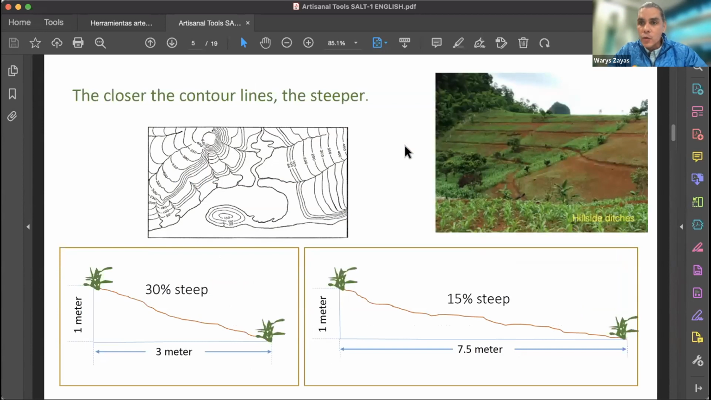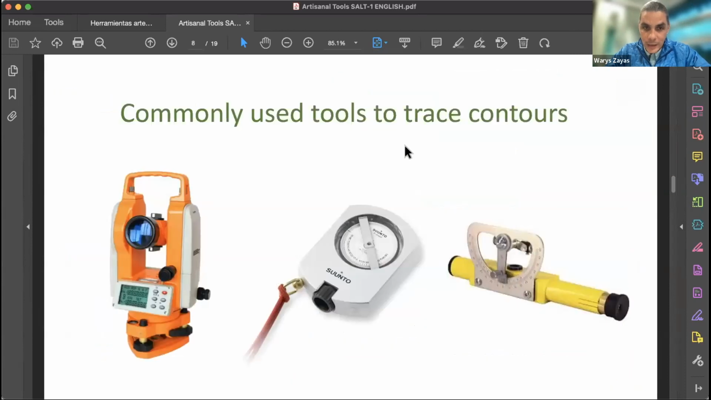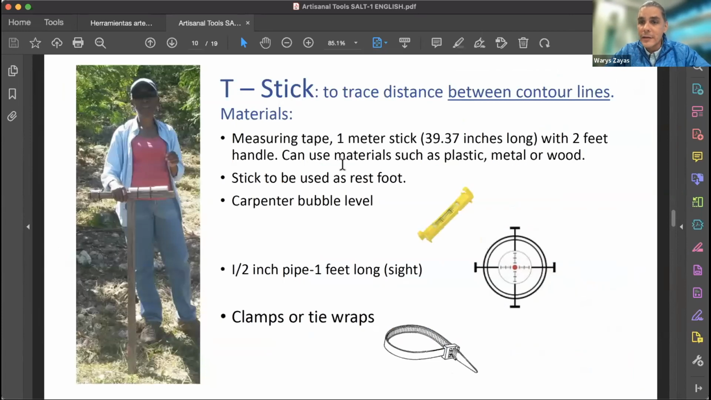I don't want to get into this too much because that could be another topic within an erosion control practices webinar. We are working on developing more curriculum about those practices. But I just want to show the tool that is used for that, right? And it's this one. It's what we call the T-stick, right?